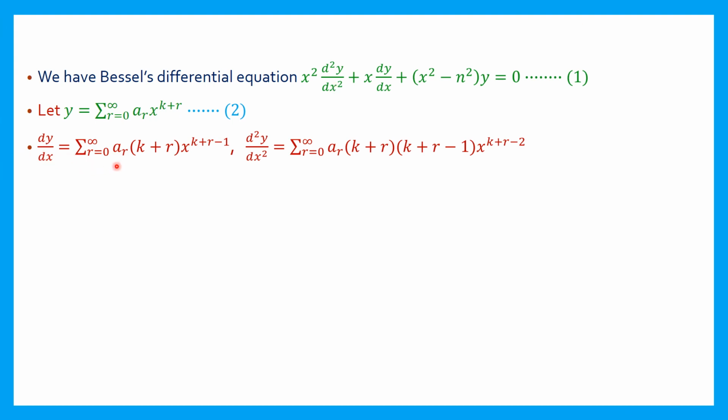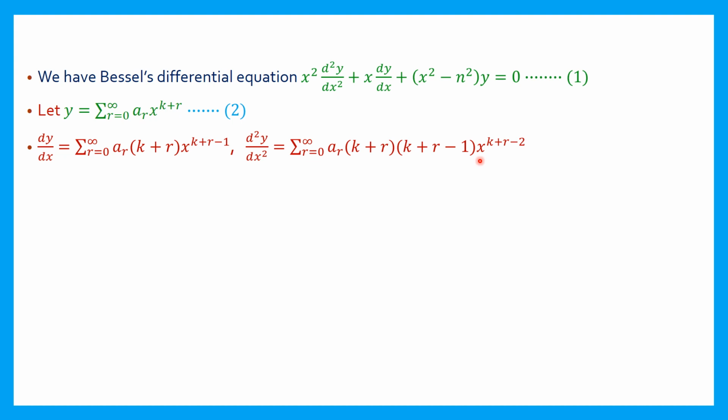Just differentiate y, that is summation r from 0 to infinity a_r x power k plus r, we have to differentiate to get dy by dx. Here the derivative of x power k plus r will be (k plus r) into x power k plus r minus 1. This is our dy by dx. Now to find d square y by dx square, we have to differentiate dy by dx once again. So we get summation r from 0 to infinity a_r (k plus r)(k plus r minus 1) into x power k plus r minus 2.